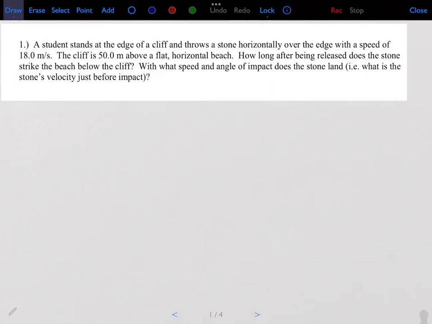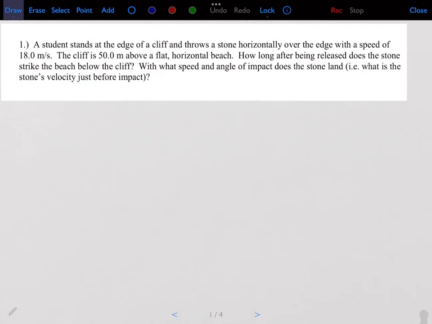Okay, so this first question says a student stands at the edge of a cliff and throws a stone horizontally, at 0 degrees over the edge with a speed of 18 meters per second. The cliff is 50.0 meters above a flat horizontal beach. How long after being released does the stone strike the beach below the cliff?